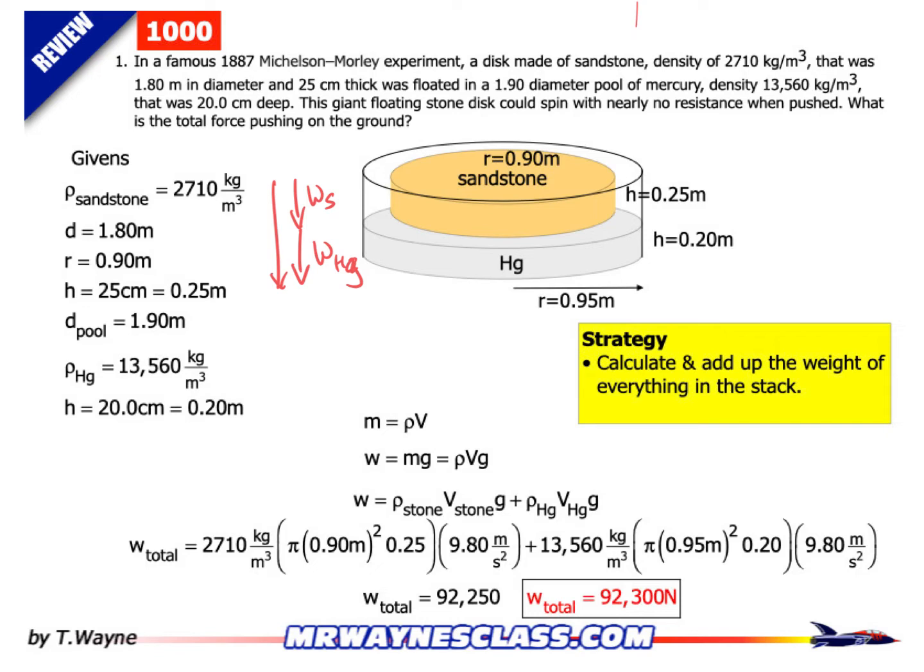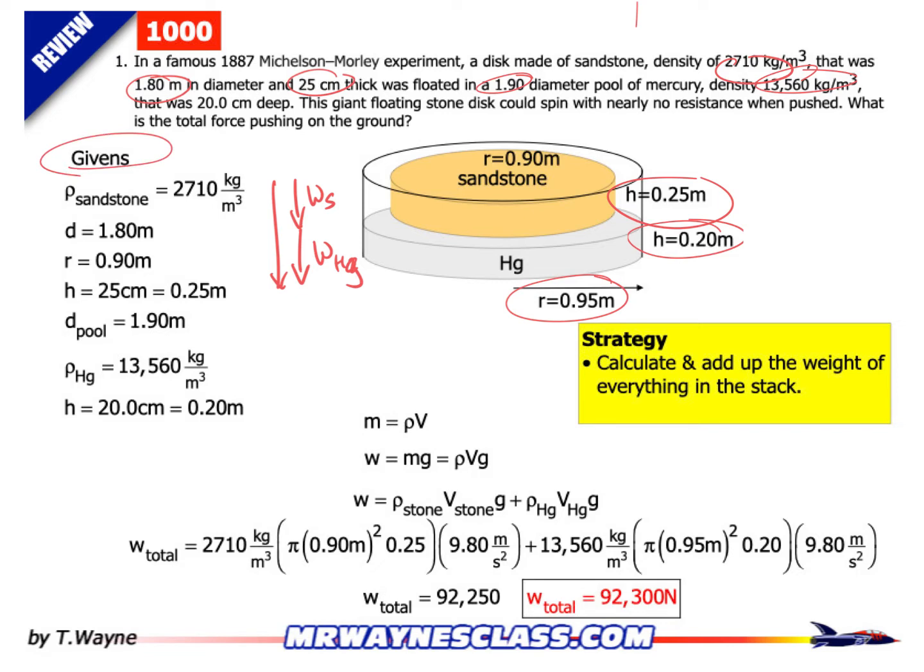All right, let's look at what the problem gives me. I have the density of sandstone up here. I have the diameter of the block, and I have its height. So its height is 0.25 meters or 25 centimeters. I know the diameter of the pool of mercury, so that means I know the radius, and I know the height of the pool of mercury. And of course, I've got the density of the mercury. So all that's listed over here on the left side under the givens.